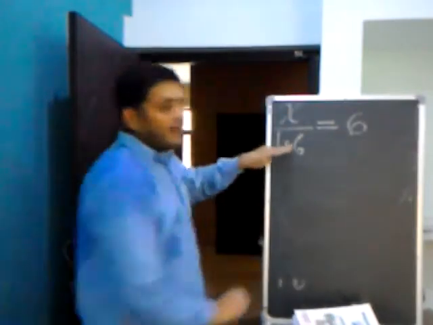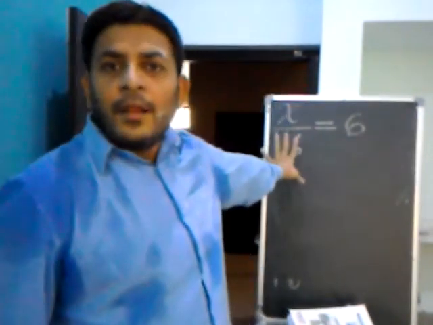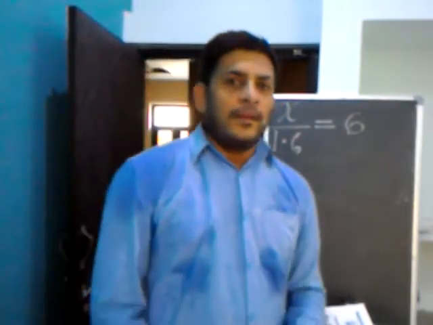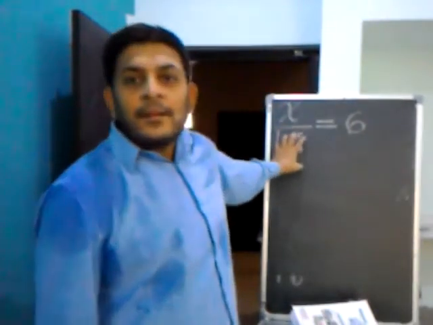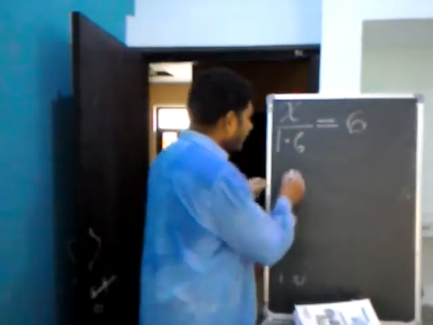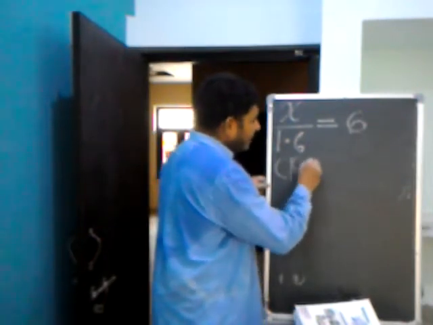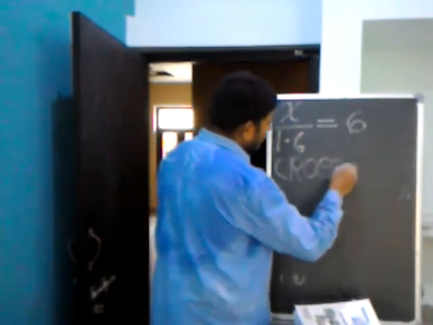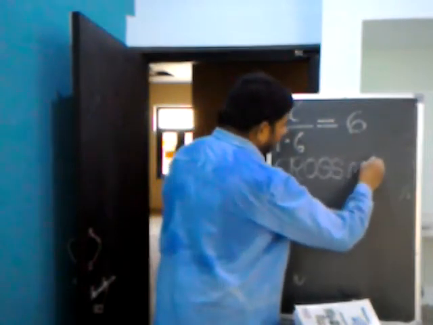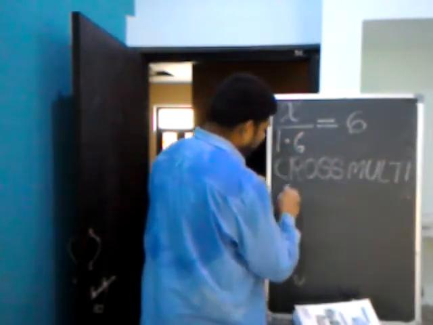Still, I have this 1.6 in the denominator and I have to remove it also in order to get the value of x. And I know that if anything is dividing here, it will start multiplying here. And it is called cross multiplication. So I will write here: cross multiplication.